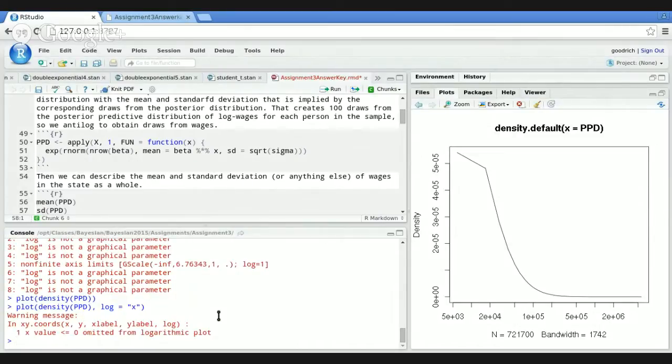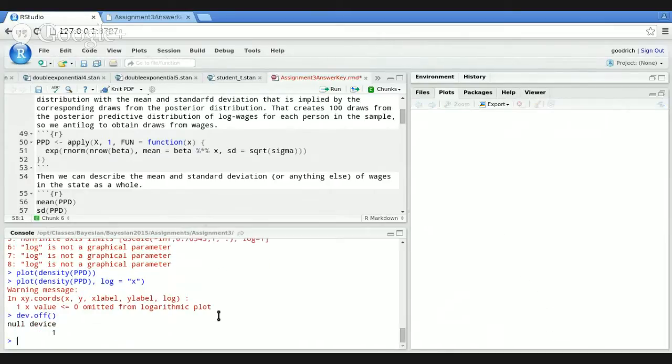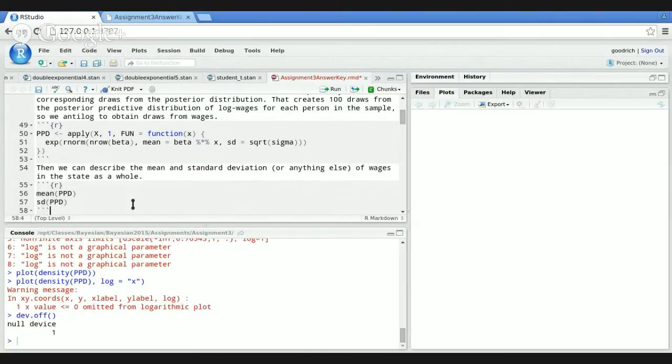Whatever. You can make a plot if you want. You can't even see my plot up here, but I was fumbling around with it. So let's just pretend that never happened. We could describe the quantiles, anything we want with the posterior predictive distribution.